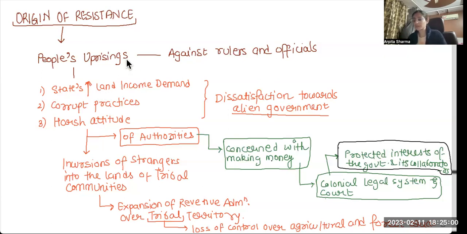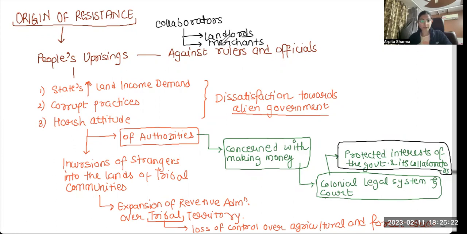Please let me know in the comment section if the point is clear. Rishabh is saying yes. Other students, points clear? Ishwar is saying yes. Vatsalya, Vikas, very good. So these collaborators were landlords, merchants, and money lenders. Write it down. These were the collaborators of the British government. ठीक है, यहाँ पर एक box बना के आप लिख सकते हो अलग से.